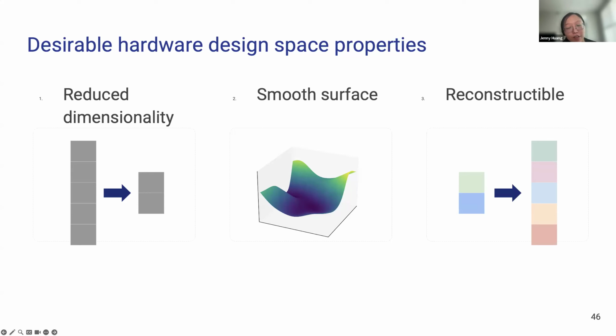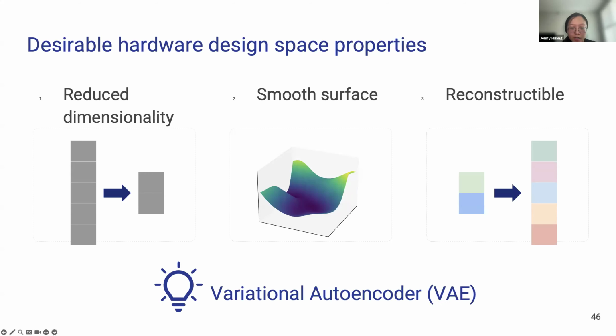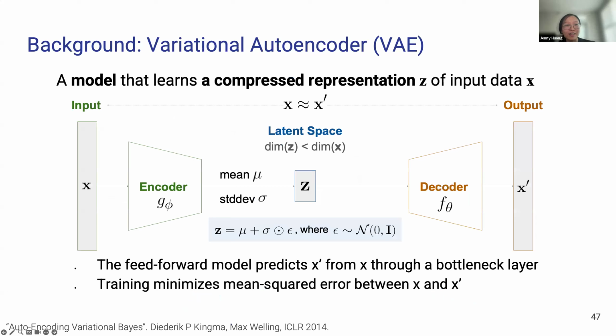So now we have identified the desirable properties of this new design space. The question is, how do we achieve this? We learned that there is a machine learning algorithm that can help us solve all these challenges and provide the properties that we want, as mentioned above. And it is the variational autoencoder. So here's a detailed introduction of what a VAE is.